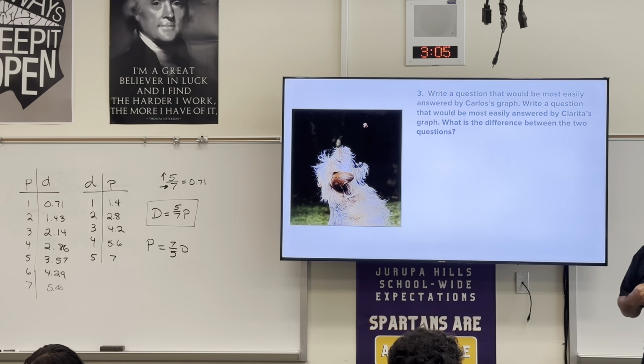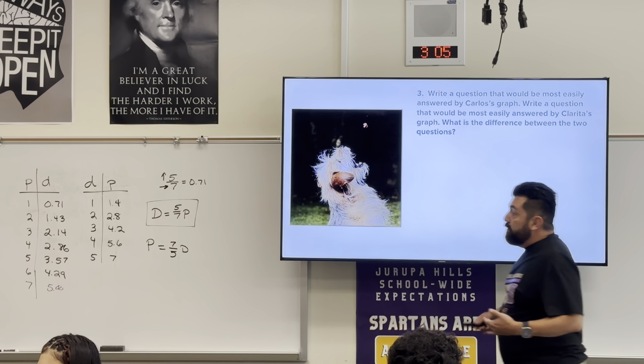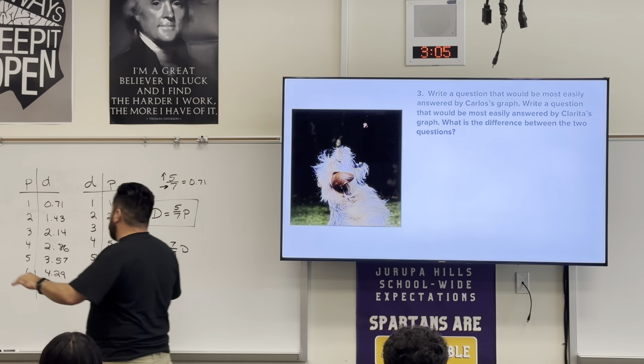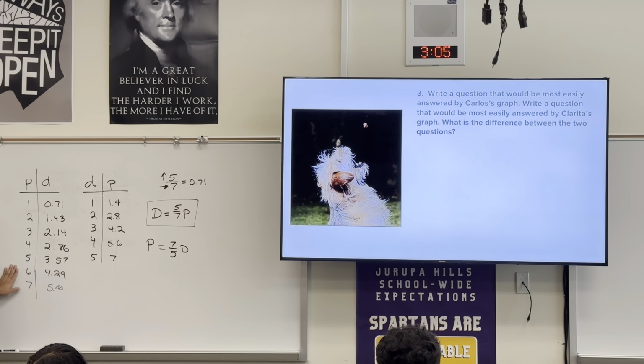Okay, so let's think about this for a minute. With Carlos's table, this was Carlos's table that we derived from the graph. What type of question could I ask given the table here and given the graph that we saw in problem number 1? Give me an example of what type of question I could ask based on that information. Go ahead. How many pounds of dog food can I get with $3.14?